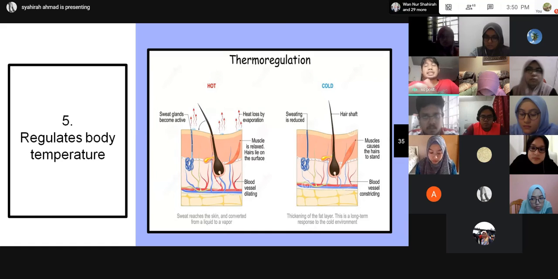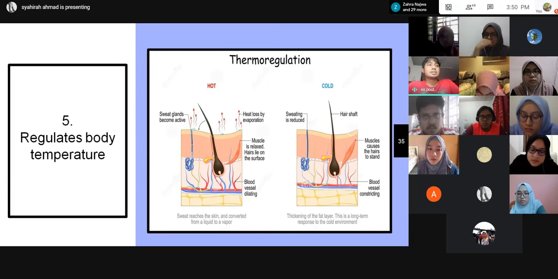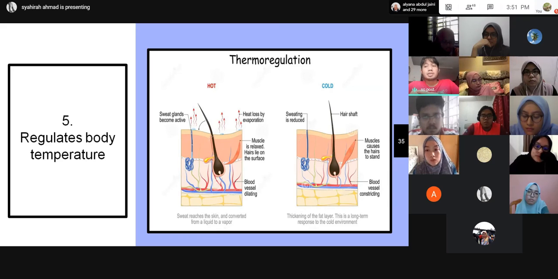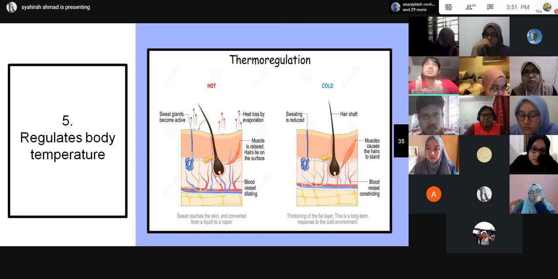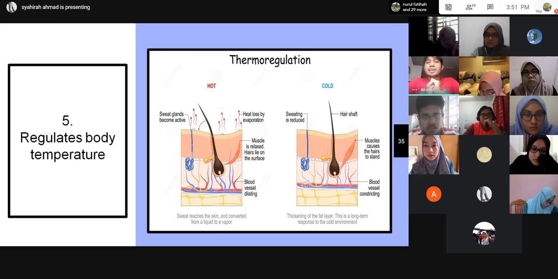However, in contrast, in a cold environment, there is vasoconstriction of the skin blood vessels, and there will be a marked reduction in blood flow. Thus, this will keep the heat in our body and decrease the heat transfer to the external environment. And then the erector pili muscle also will contract, causing the hair shaft to stand on its end. This will help to trap heat, air between the hair shafts. Okay, next.